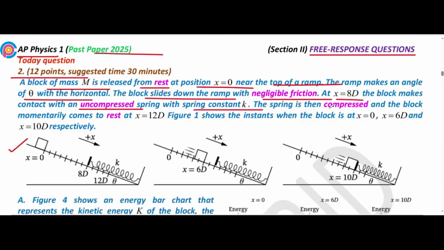The spring is compressed and the block momentarily comes to rest at x equal to 12d. If this is x equal to 0, then this is x equal to 8d, 10d, and this is 12d. The figure shows the instants when the block is at x equal to 0, x equal to 6d, and x equal to 10d.